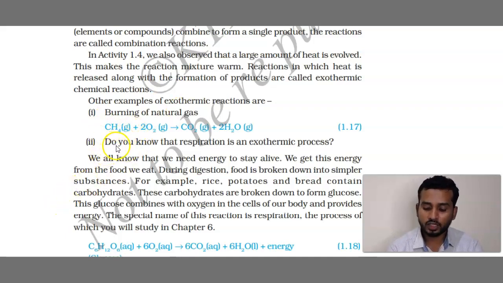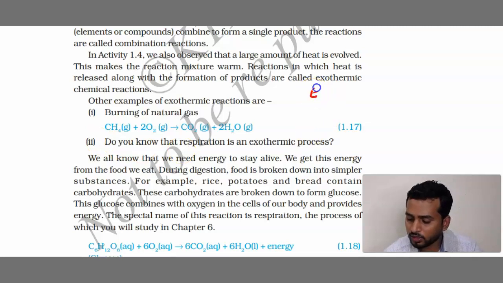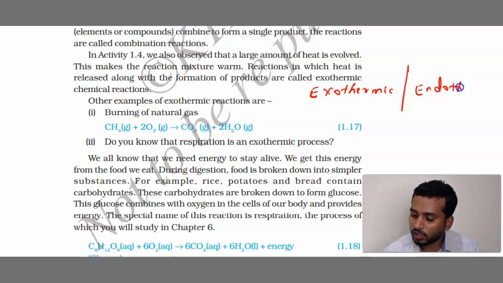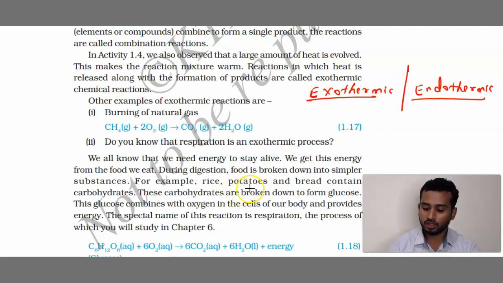Before going to the other examples, here we can define 2 types of sub-reaction. That is exothermic reactions and endothermic reactions. So which are the 2 types of reactions? First is exothermic, and second is endothermic. So we have 2 types of reactions: exothermic reactions and endothermic reactions.